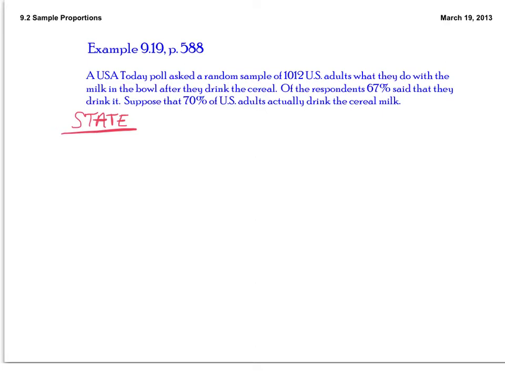We want to find the probability that a given poll gives us a sample result where 67% or fewer of the respondents say that they drink the cereal milk. In symbols, that is the probability that p hat is less than or equal to 0.67.